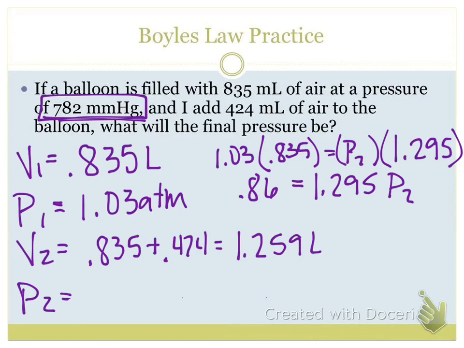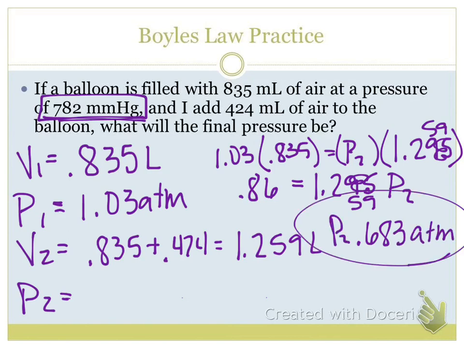1.259, you are right. Thank you. So 0.86 divided by 1.259 is 0.683. You can keep it at 0.68, that's fine. So again, you're not always going to be solving for final pressure. I'm not sure why I had all those examples solving for P2, but you're going to solve it the same way.